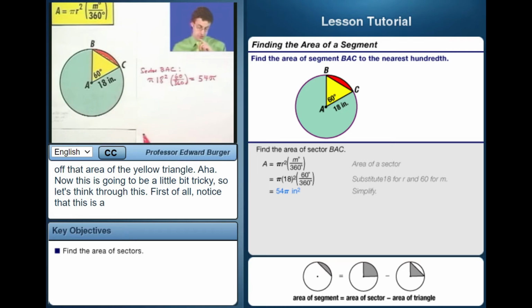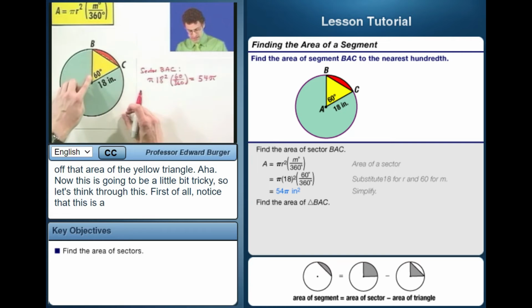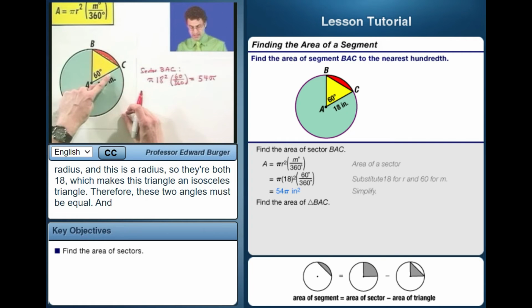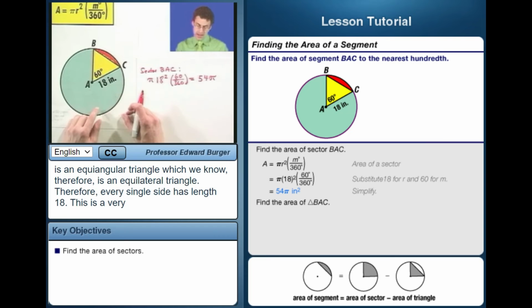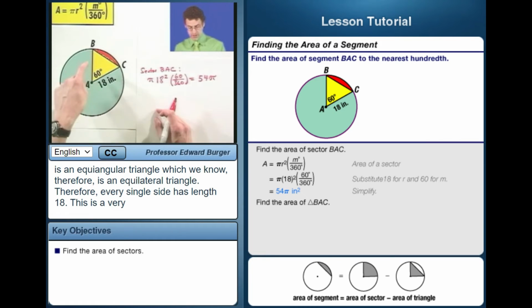Aha. Now this is going to be a little bit tricky, so let's think through this. First of all, notice that this is a radius and this is a radius, so they're both 18, which makes this triangle an isosceles triangle. So these two angles must be equal. In particular, since this is 60, what's left here is 120. Therefore, everything is 60. This is an equiangular triangle, which we know is therefore an equilateral triangle. So every single side has length 18.